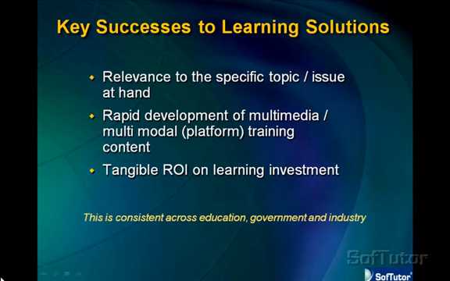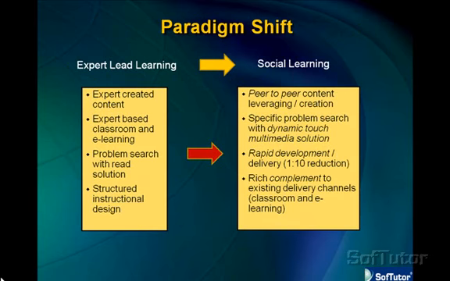The key factors to a successful learning solution are the relevance of the training material to the person being taught. In order to teach more effectively, instruction needs to be conveyed in different ways to different learners. Content needs to reach a wider audience, and there needs to be a tangible return on investment of the learning system.